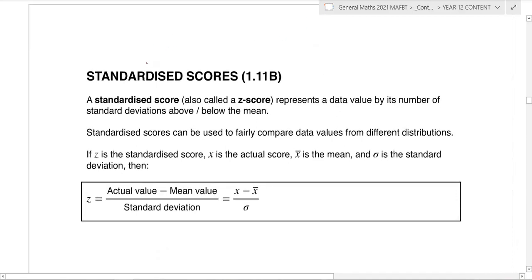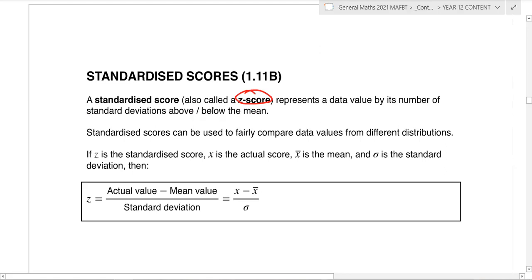So we're looking at standardized scores. A standardized score, also called a Z score, represents a data value by its number of standard deviations above or below the mean. So that's an important concept here. A standardized score is a score represented in terms of the standard deviations above or below the mean, which means above or below the middle.